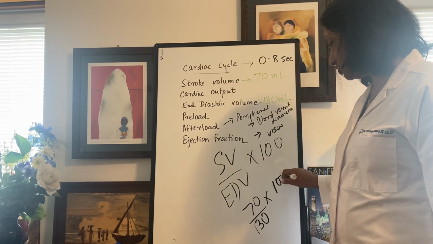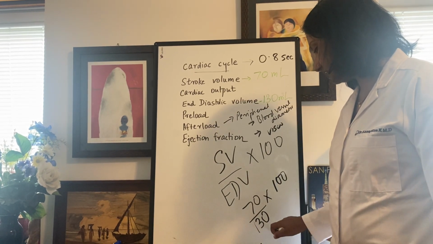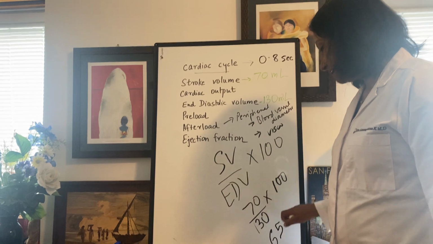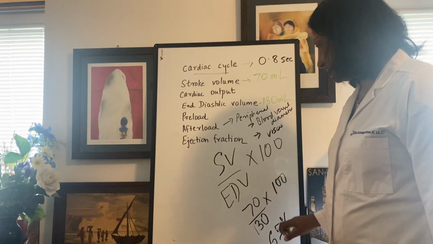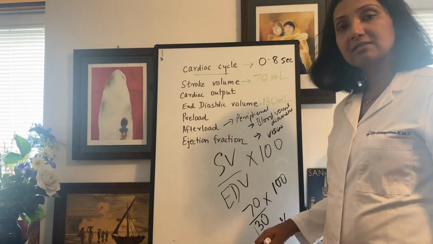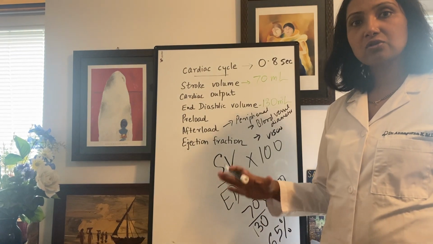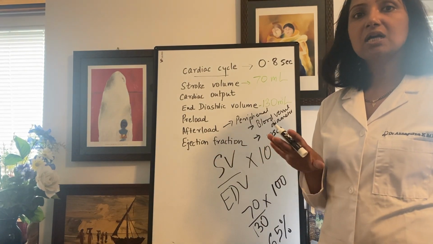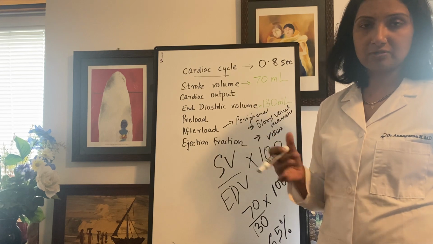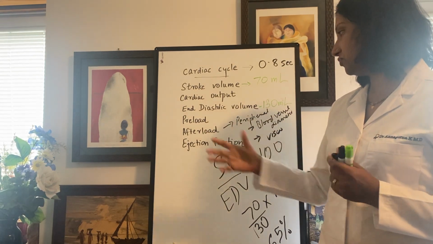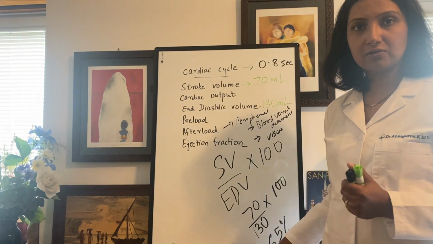So only 70 ml of 130 ml comes out of the ventricles during each beat. So this is going to be approximately 65%. So the ejection fraction value is going to be 65%. An ejection fraction of 65% means good myocardial function. This is usually measured during an echocardiogram.